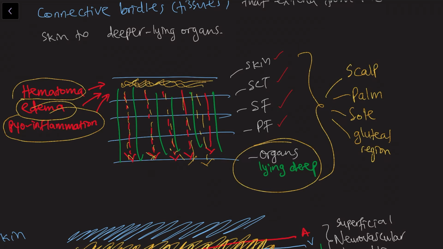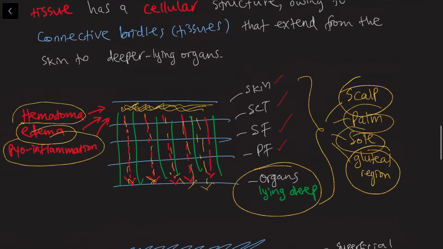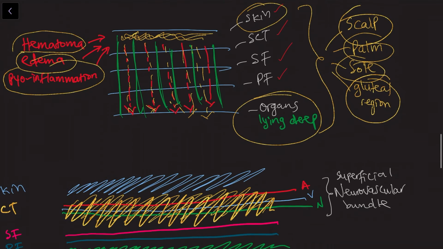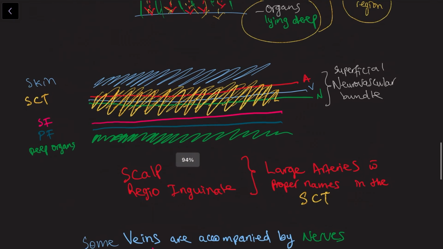This is especially in places such as the gluteal region, the sole, the palm, and the scalp. All right. And you say, wait a minute, what is in those places? In those places, that's where you find the connective tissues that are connecting the skin with the deeper lying organs. So you have those connective tissues connecting the skin and the deeper lying organs, which allows hematomas, edemas, and pyoinflammatory processes to go from the skin deeper. All right, great. Let us move on to the next point.